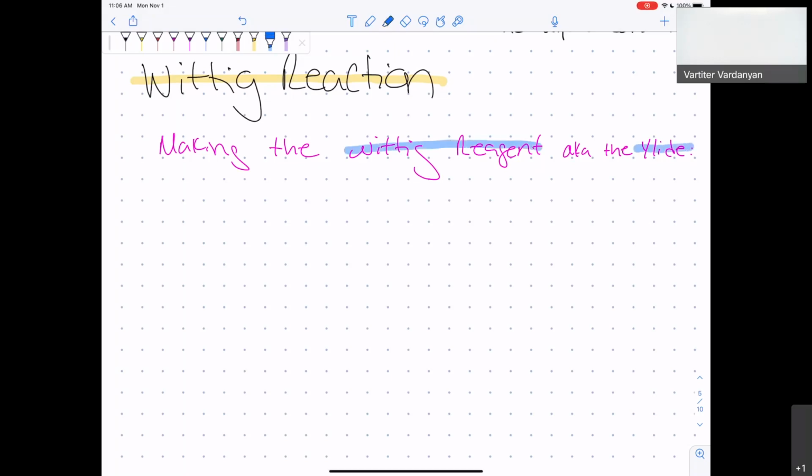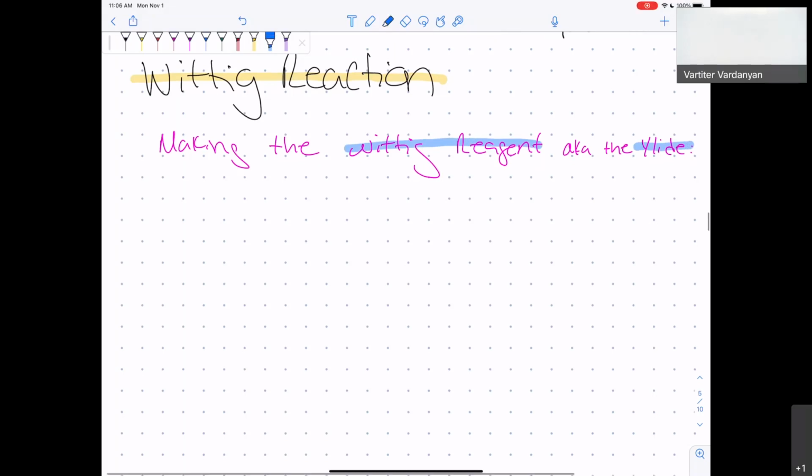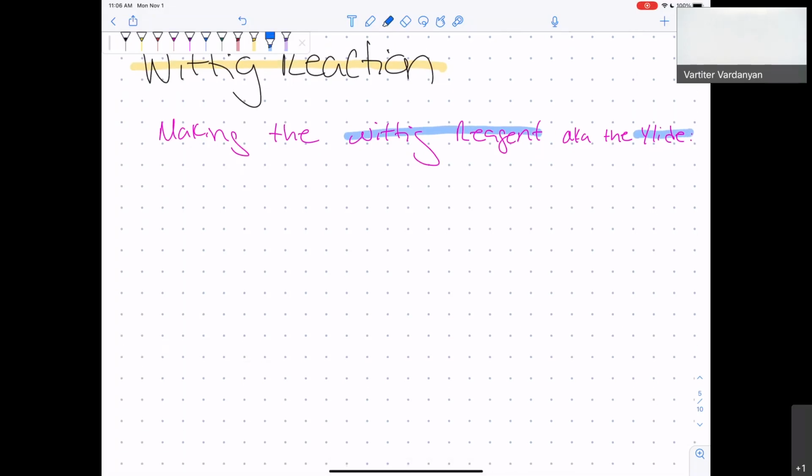So Wittig reagent, aka the ylide. And let me zoom in for you guys just a tad. Better? So when we're making the Wittig reagent, we are going to start with an alkyl halide. Like 25 reactions this semester have started with an alkyl halide. The important thing is the reagent.